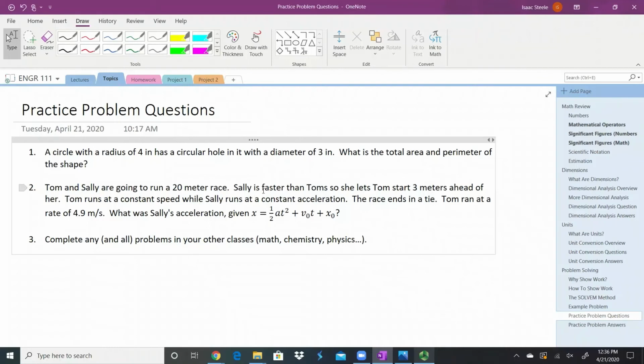Lastly, I know I said there are only two problems. There's two distinct problems here. Lastly, try completing some other problems from your other classes, or maybe even all the problems from your other classes, whether they're math, chemistry, or physics, and try using this method. See if it helps, see if you can do it, and work through these problems, and there will be another video with some answers and solutions.